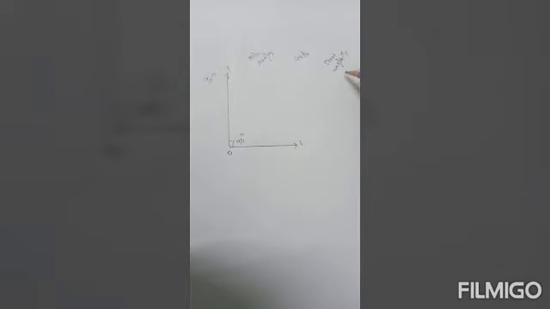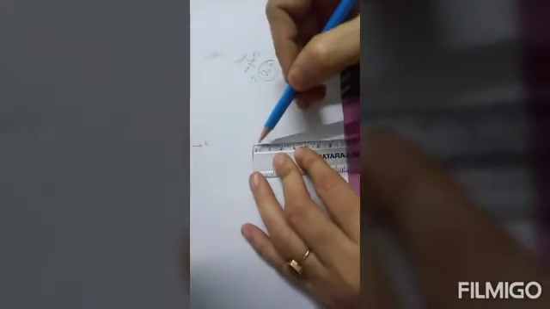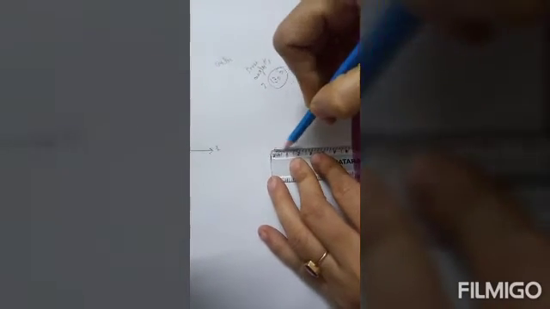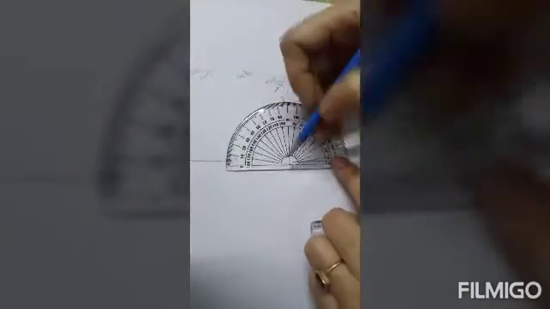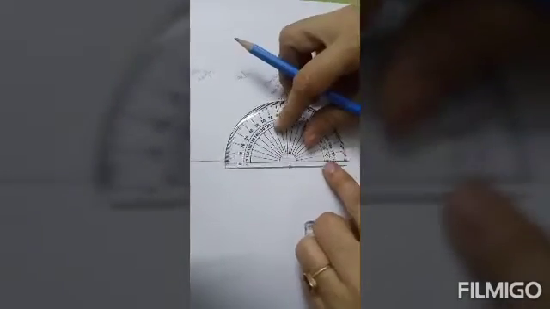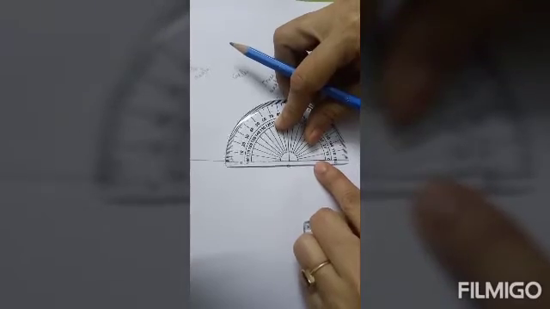One more example we are going to take. For example, 130 degrees. So again I have taken a measurement of 5 centimeter. You can take 6 centimeter, 7 centimeter, whatever measurement you can take. Again I am using the protractor and the baseline. This is called the baseline. I am adjusting it here at the baseline exactly like this.